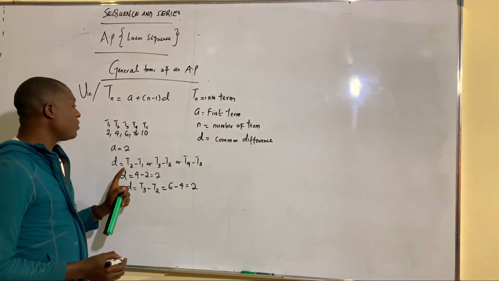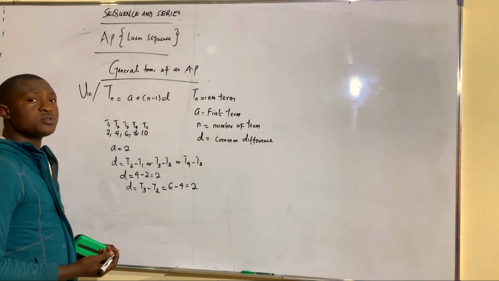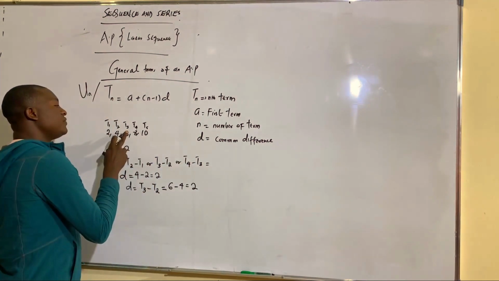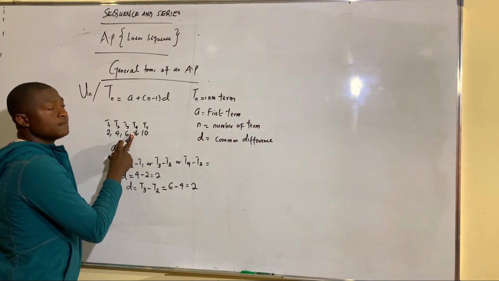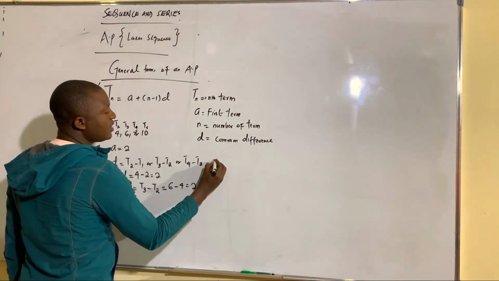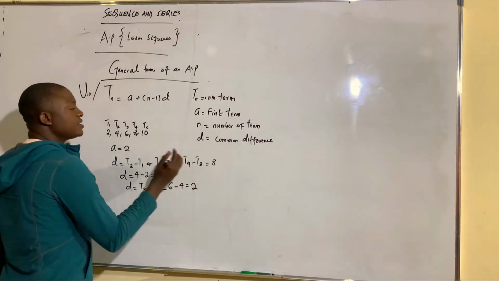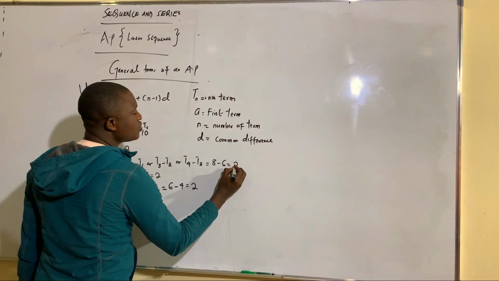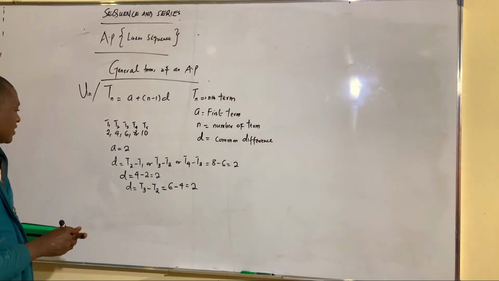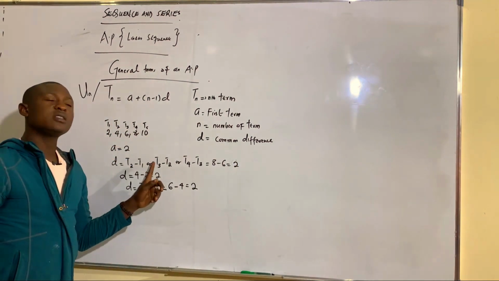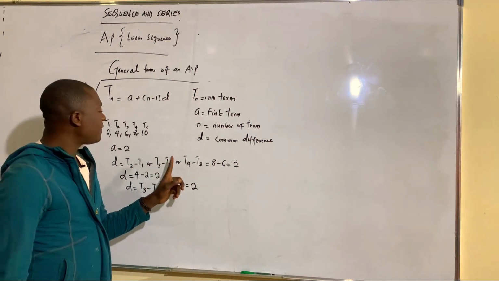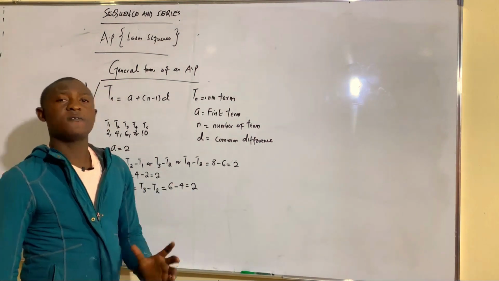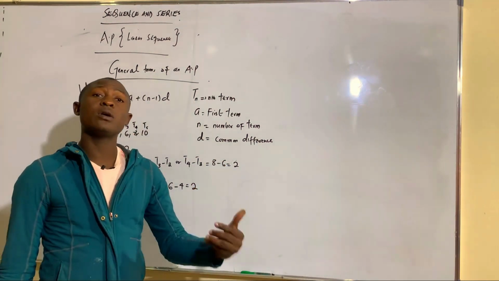Let's check the other one so we can confirm whether our condition is right. If I take the fourth term minus the third term, what's our fourth term here? Exactly, that is 8. And the third term here is 6. That is 8 minus 6, which is 2. So you can see that when we check the second term by the first term, or the third term by the second term, or the fourth term by the third term, they all have the same difference. That's what they call a common difference.